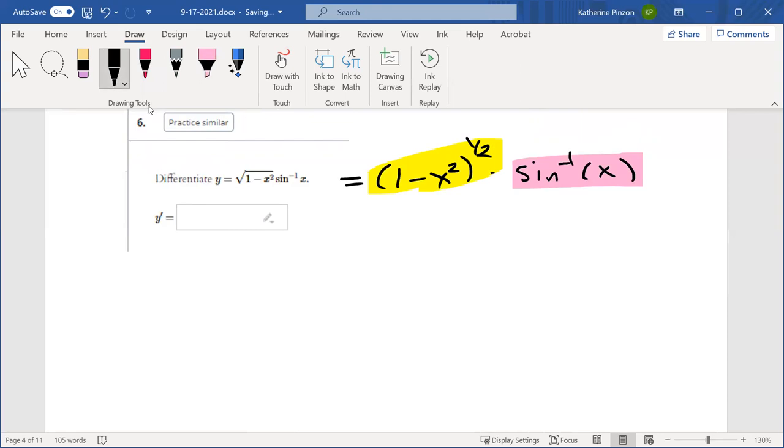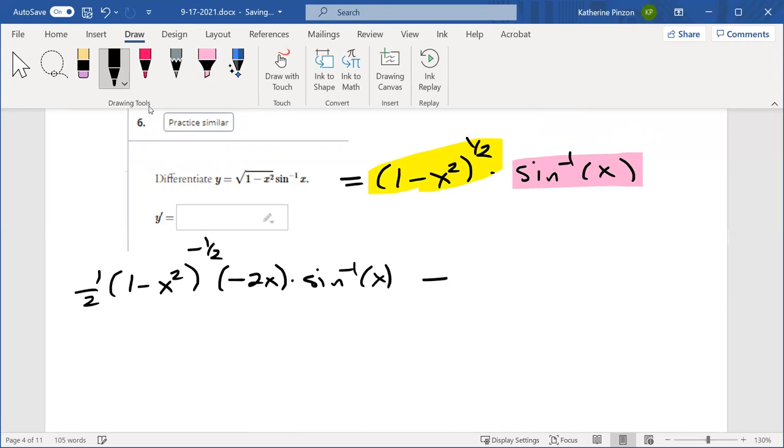The product rule says derivative of the first, 1/2, 1 minus x squared to the negative 1/2 times negative 2x, times the second, just leave it alone, plus the first, 1 minus x squared to the 1/2, times the derivative of the second. What's the derivative of sine inverse of x? 1 over the square root... I think it's the other way. 1 minus x squared. Who's got their rule up? Does it go x squared minus 1 down here or 1 minus x squared? 1 minus x squared.